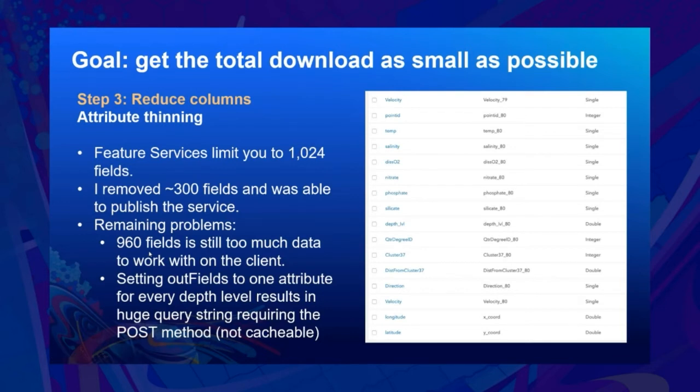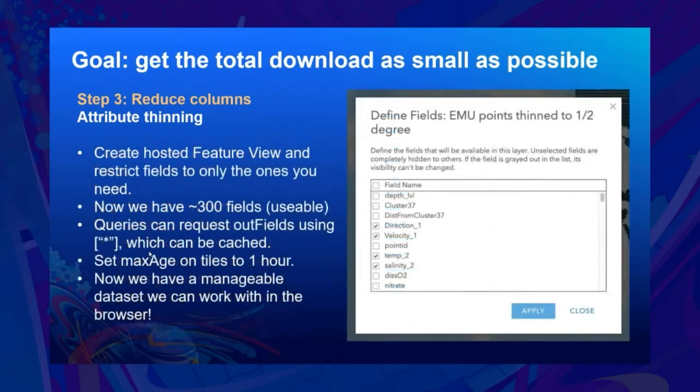So one detail here is that setting out fields to star is much better, because it will make sure that all of your queries are HTTP GETs, so that you can leverage the CDN and your browser cache. But you want to control which fields come back when you specify star.